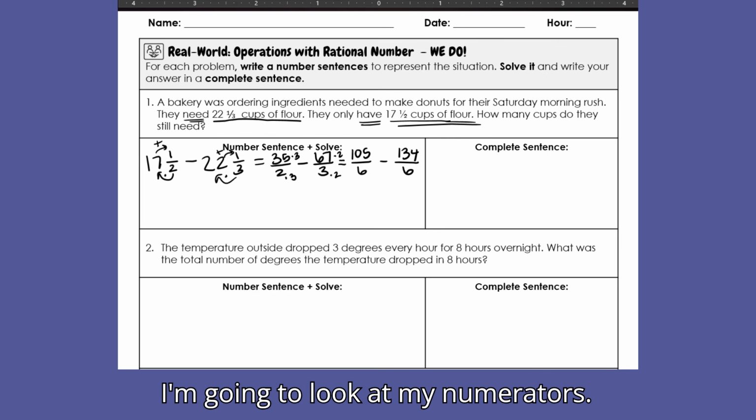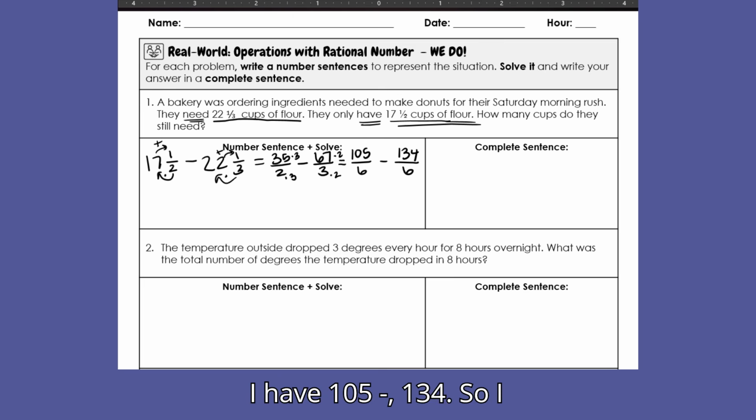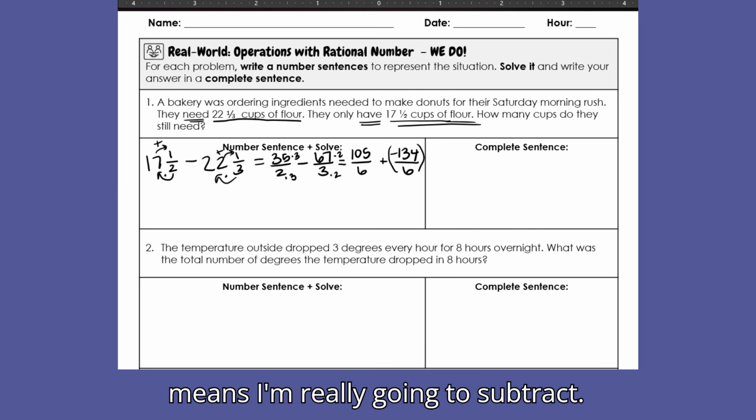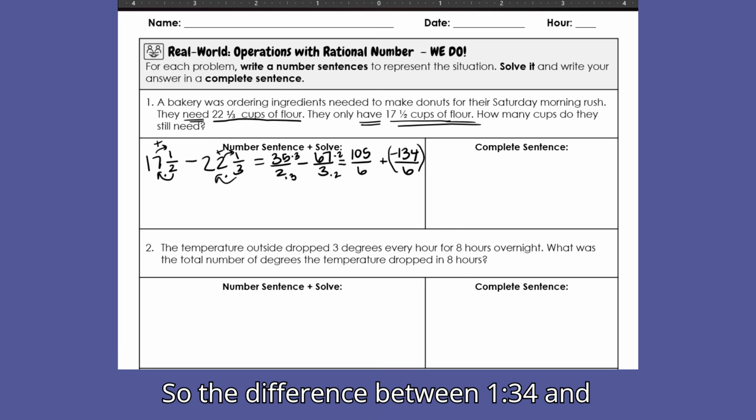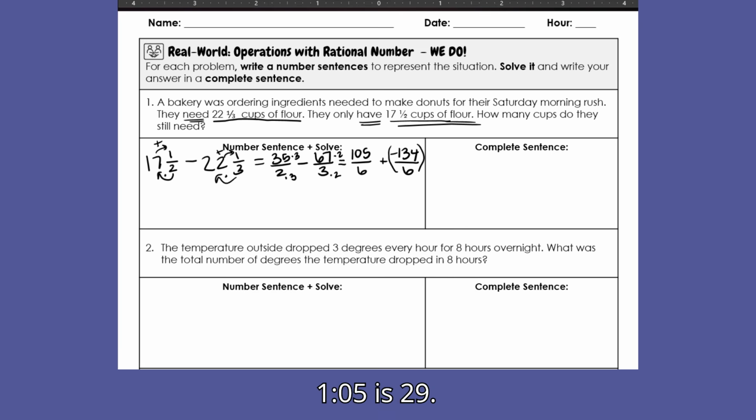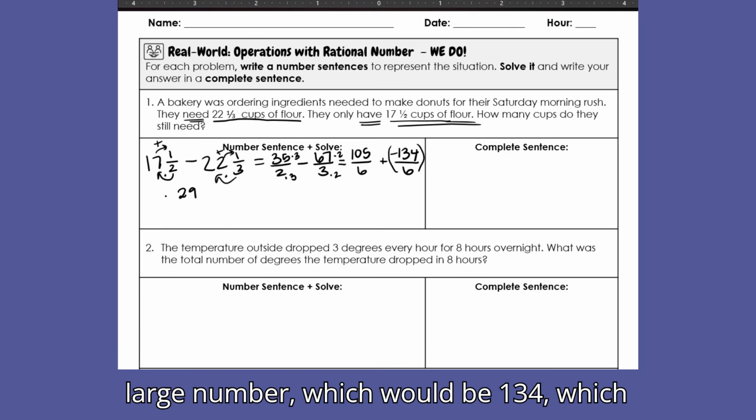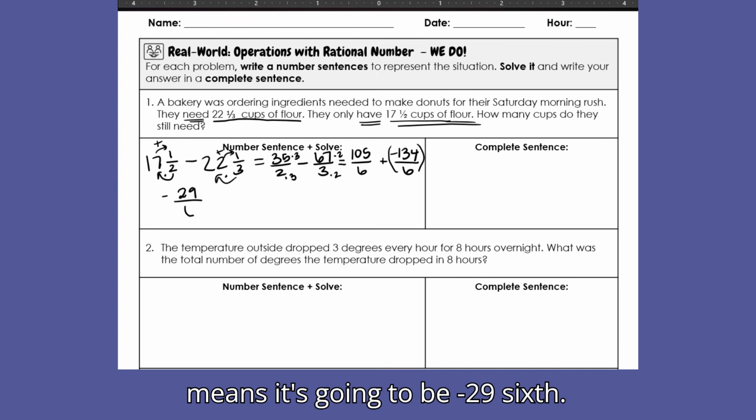So I'm going to look at my numerators. I have 105 minus 134. So I can also think about this as 105 plus negative 134, over 6. So I'm adding two numbers with different signs, which means I'm really going to subtract. So the difference between 134 and 105 is 29. Okay, and I'm going to take the sign of the larger number, which would be 134, which means it's going to be negative 29 sixths.